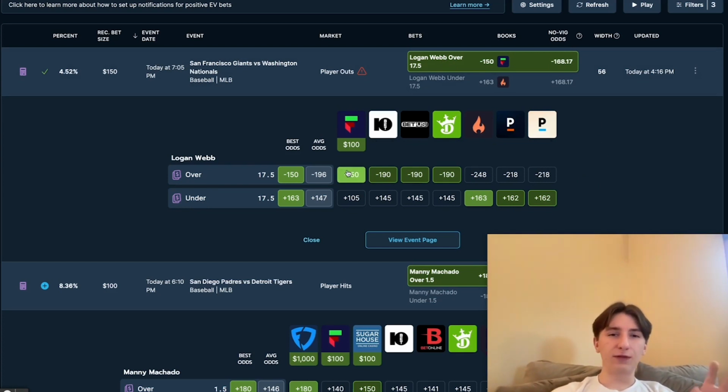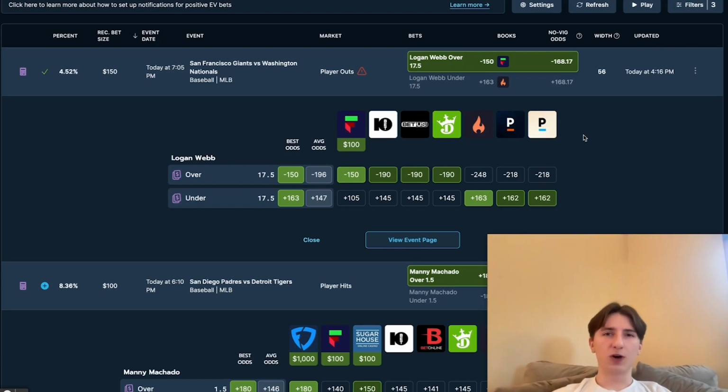So when we see Fliff is out of line with the rest of the market here at minus 150, we get an idea that Fliff is probably slipping up on these lines and giving us a profitable betting opportunity. The entire market agrees here that around 2 out of 3 times, Logan Webb is going to go over 17.5 outs. But Fliff is saying he's only going to go over around 3 out of 5 times. So we have a mathematically profitable betting opportunity because it's going to happen more frequently in real life than Fliff thinks.